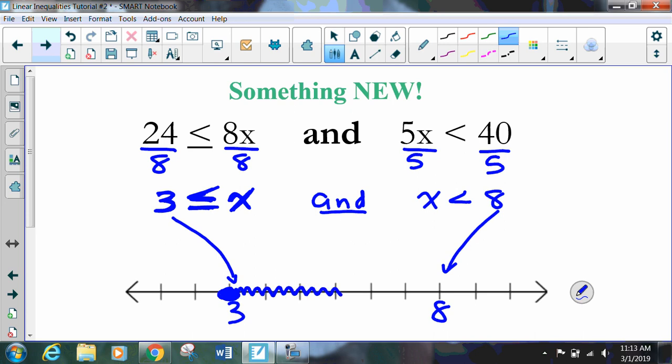But let's stop and see what's happening here with 8. X is less than 8, which means we're having an open circle for 8, and less than means move to the left. And see where they all come together? So when you see an and, your graph is usually going to look like this, where x is defined as something between 2 numbers. Greater than and less than are both involved.